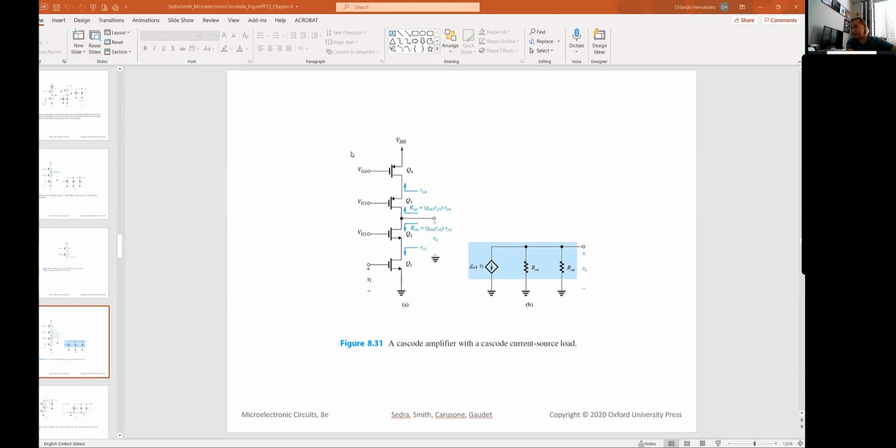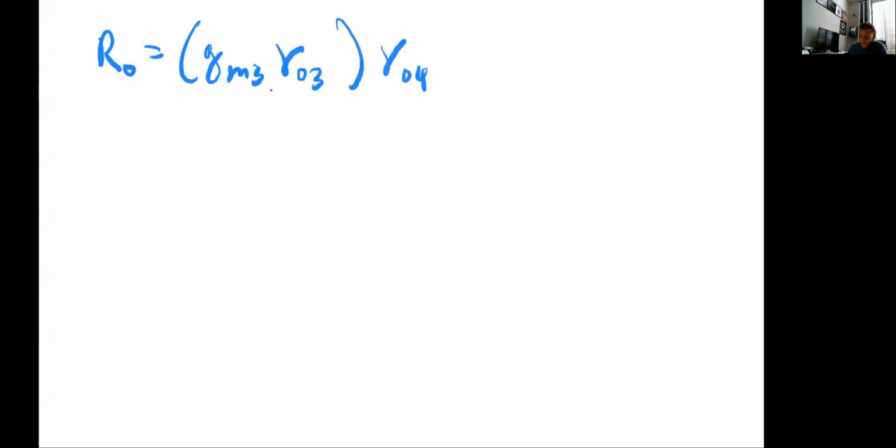So let's look at the effect of this 4 transistor circuit, where we have a Cascode amplification and a Cascode PMOS load. Figure 8.31. Okay, and again we try to look for our usual quantities of interest, starting with the output resistance, and it's going to be gm3 times ro3 times ro4. That's the output resistance of the P network.